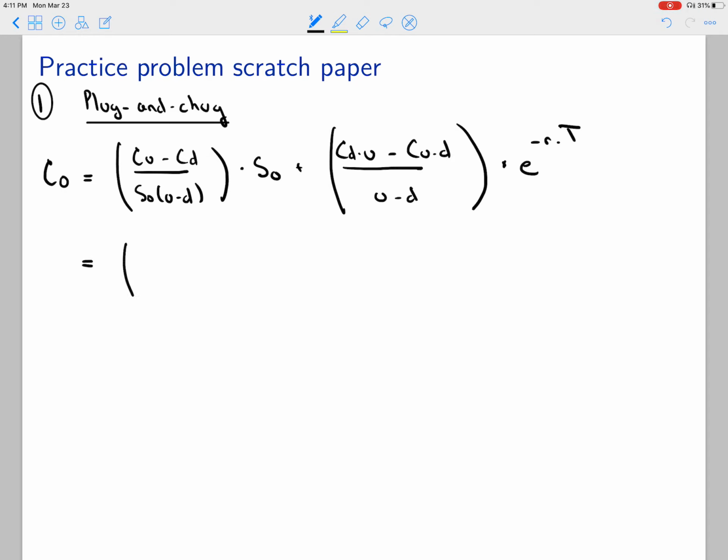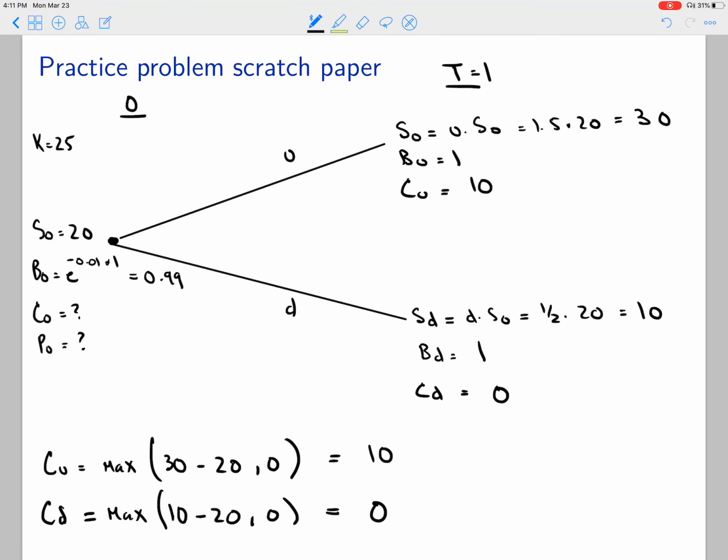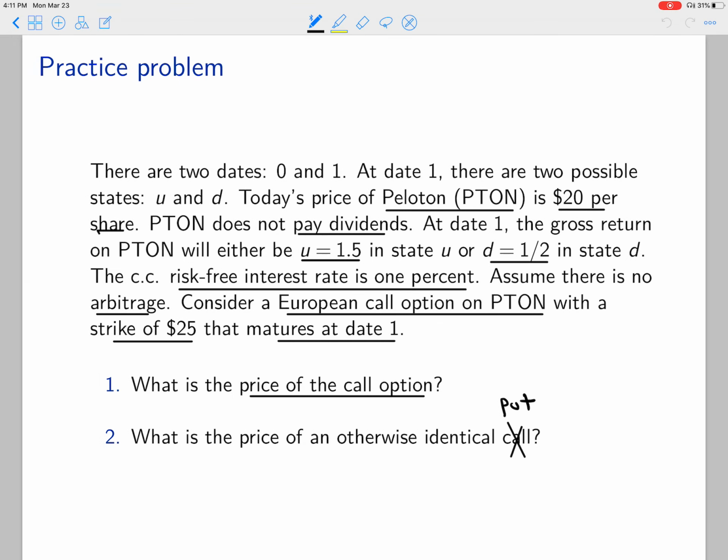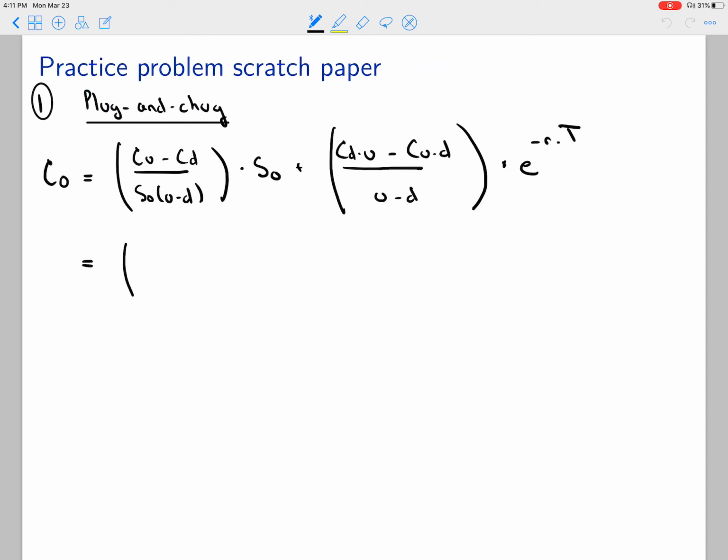Call option's payoff in the upstate is what? Let's see, what do we have? Oh, 1.5. Okay, it's going to be equal to 10.